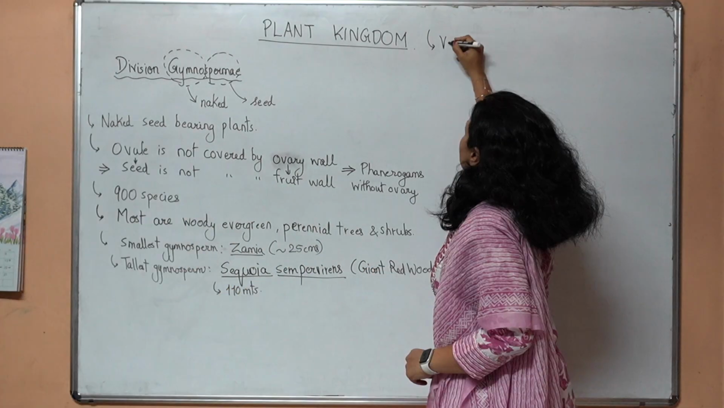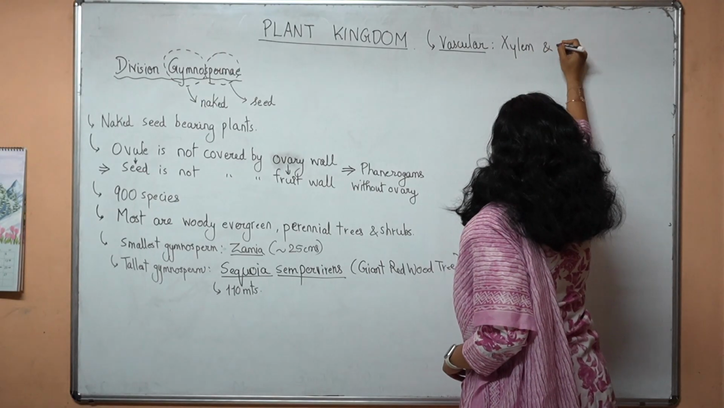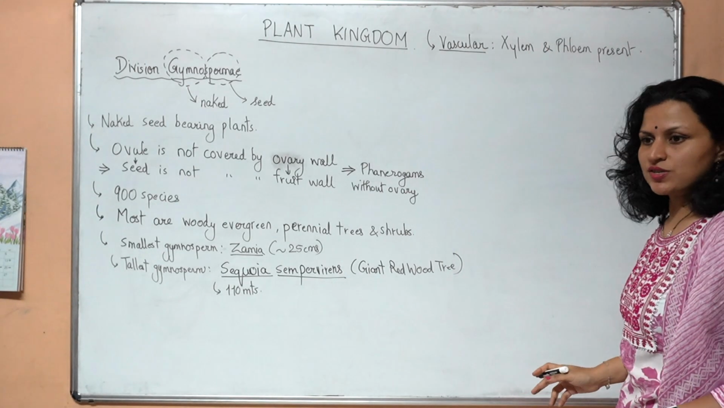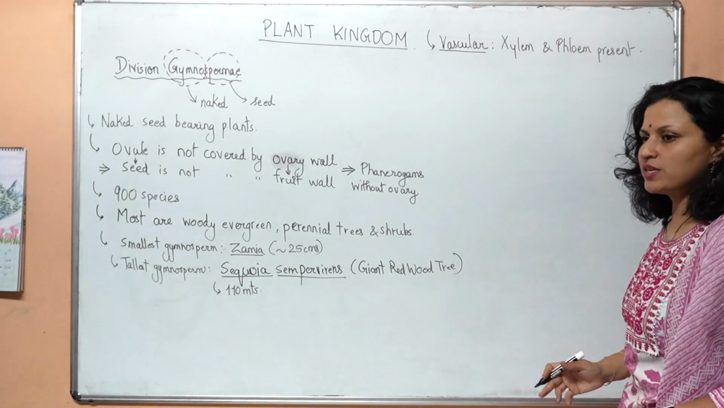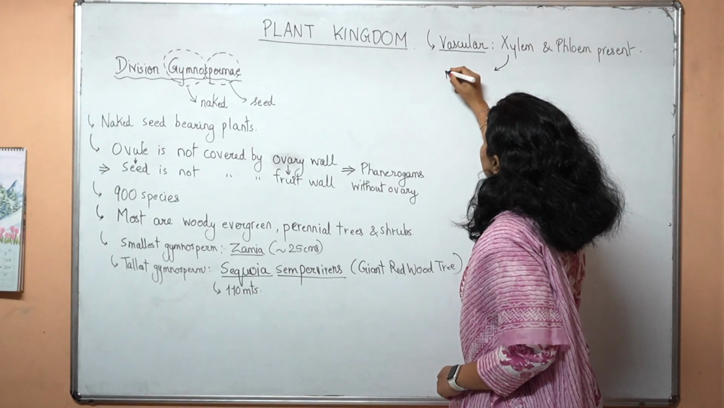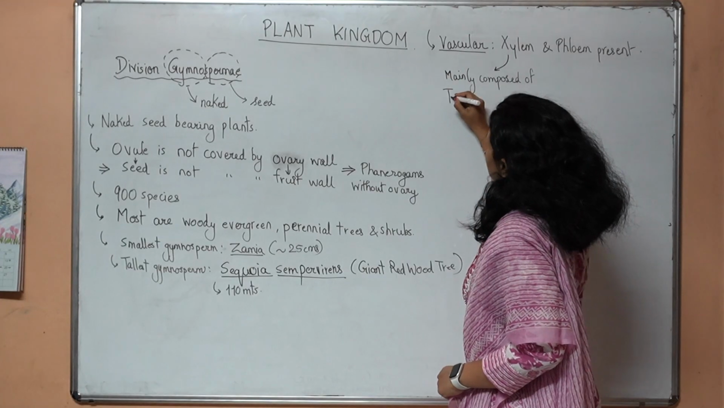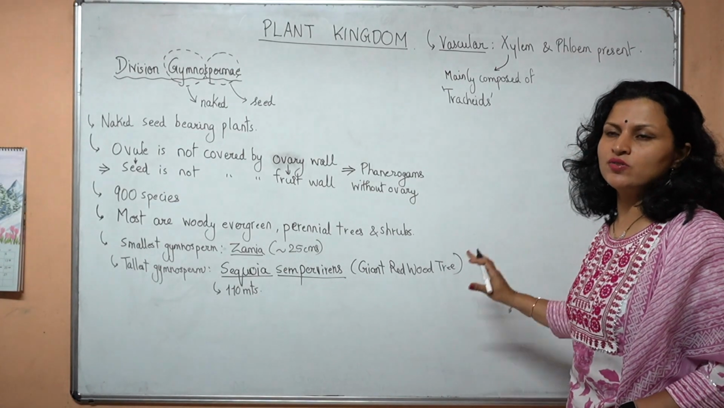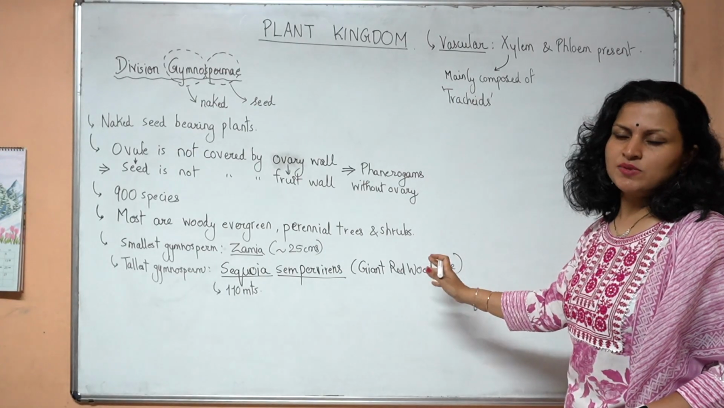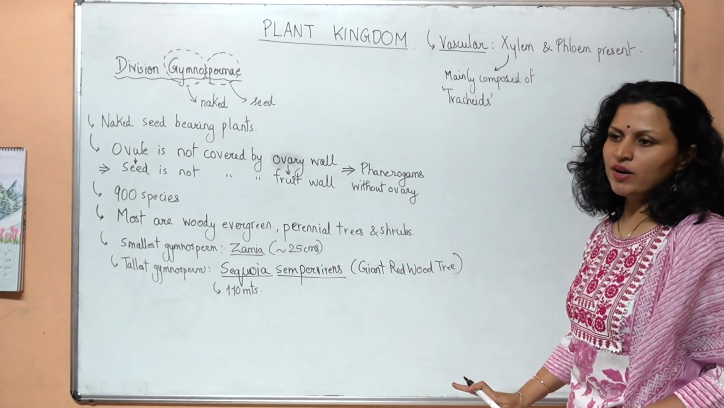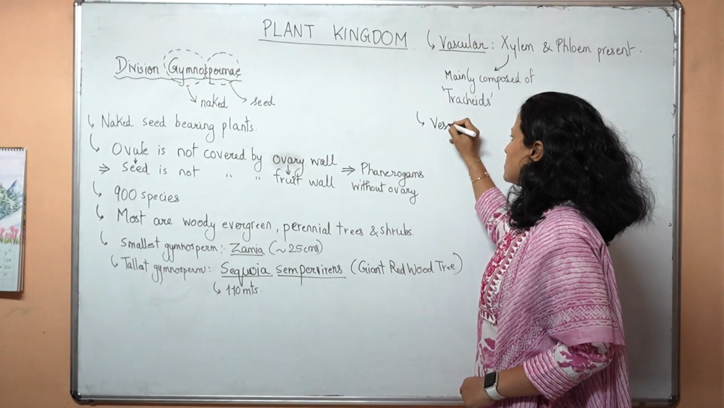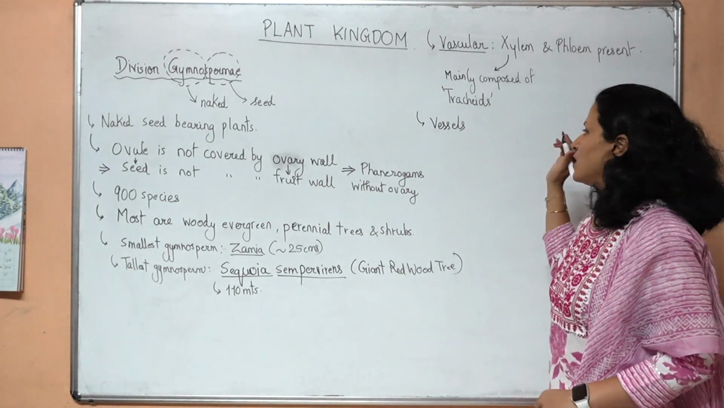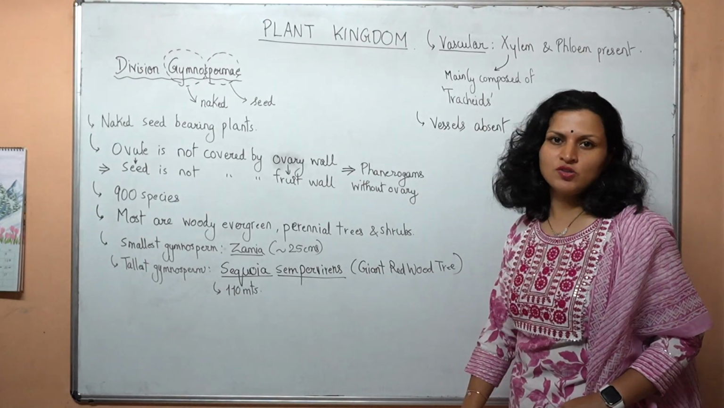They are vascular, xylem and phloem present. Vascular tissues had started from pteridophytes onwards. If you remember, the first tracheophytes were the pteridophytes. Xylem is mainly composed of tracheids, which are one of the 4 types of xylem cells found in angiosperms. Their xylem is mainly composed of tracheids, meant for conduction of water. Vessels, which is another cell present in the angiosperms, is absent in gymnosperms.